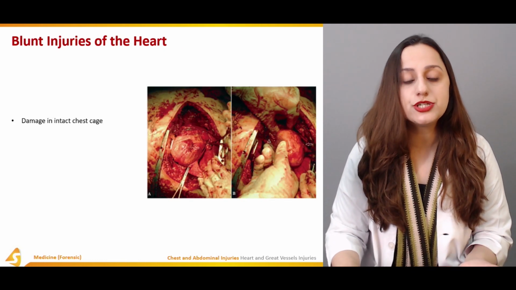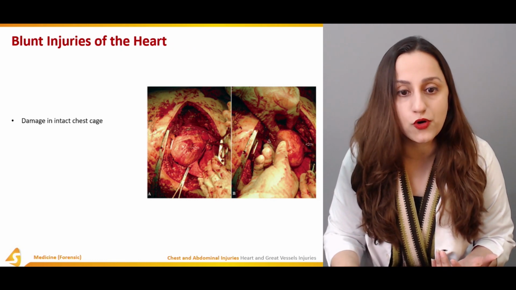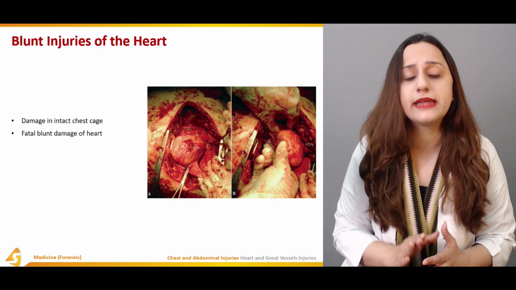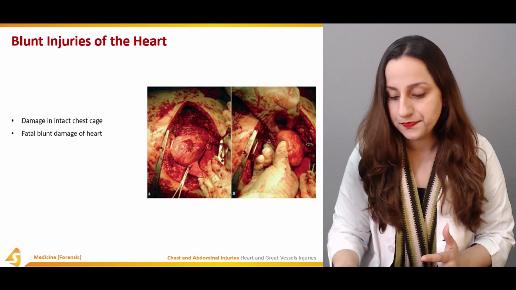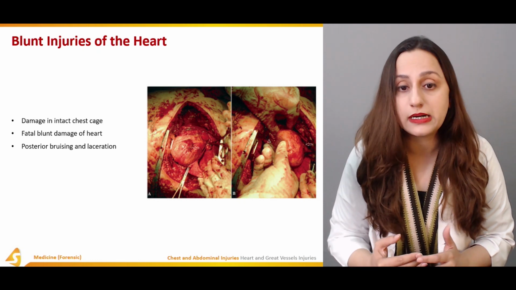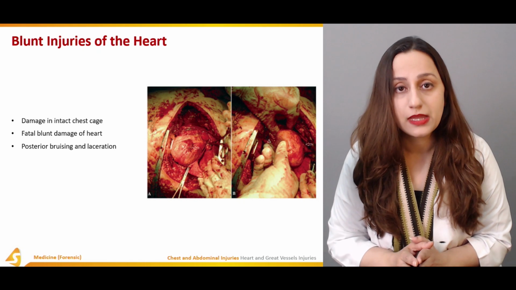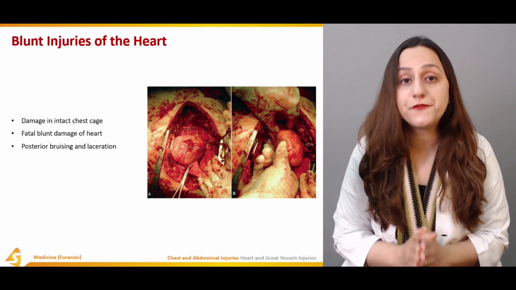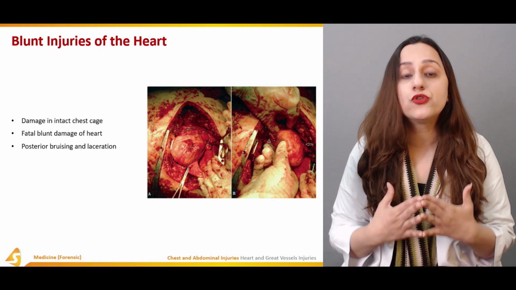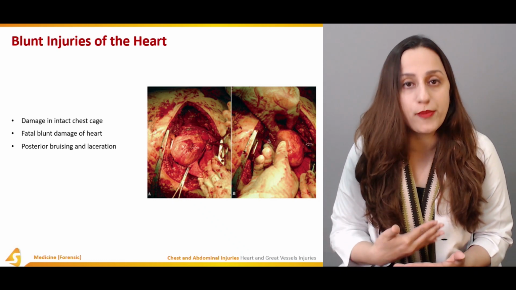Now, blunt injuries to the heart can cause damage even in an intact chest cage. It can occur, of course. Fatal blunt damage of the heart can occur in such cases, and posterior bruising and laceration is another phenomenon seen in such blunt heart injuries. Blunt heart injuries, as I have already referred to, are basically from road traffic accidents in which front seat passengers have blunt trauma to the chest.